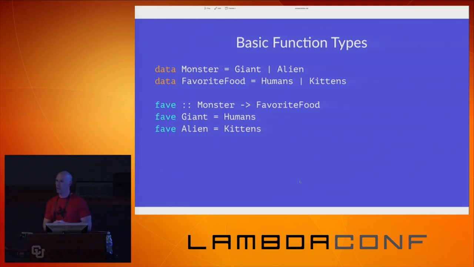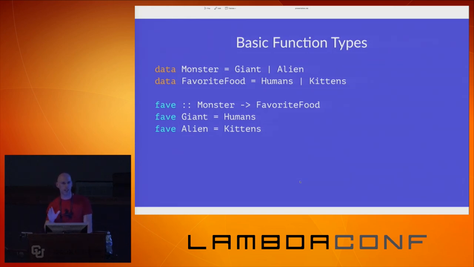That's true too. But another way to view this is that monster to favorite food is a type. And as we all know, types are sets. And therefore, what I've just described here by writing this notation monster arrow favorite food is this set of all functions that map from monster to favorite food. And I'm saying that fav is actually a value. It's a value that is an element of the set of functions that map from monster to favorite food.